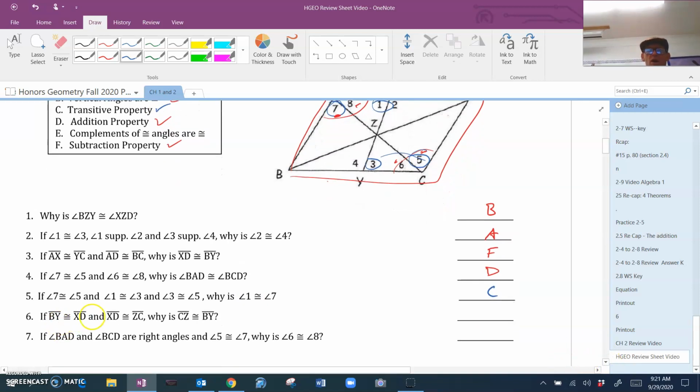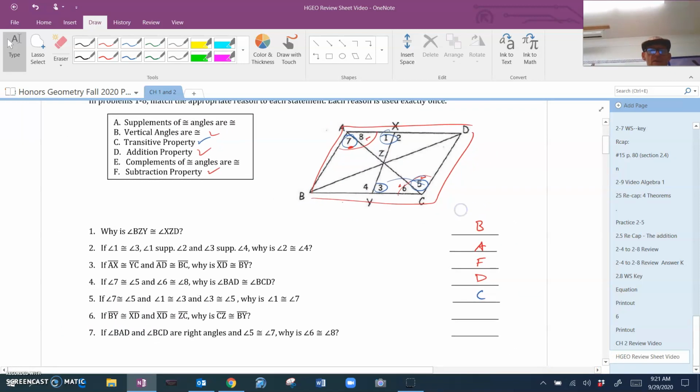All right, if BY, let me shrink this a little bit. If BY and XD are equal, so here's BY and here's XD, and XD and ZC are equal, why is CZ congruent to BY? Well, that's another example of the transitive property. So that's C as well. And we'll erase some of this, and we'll move on to the next one.